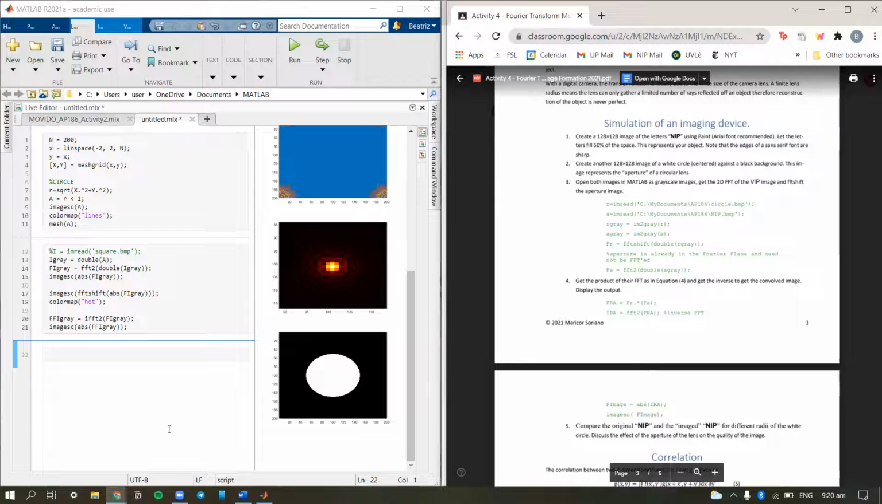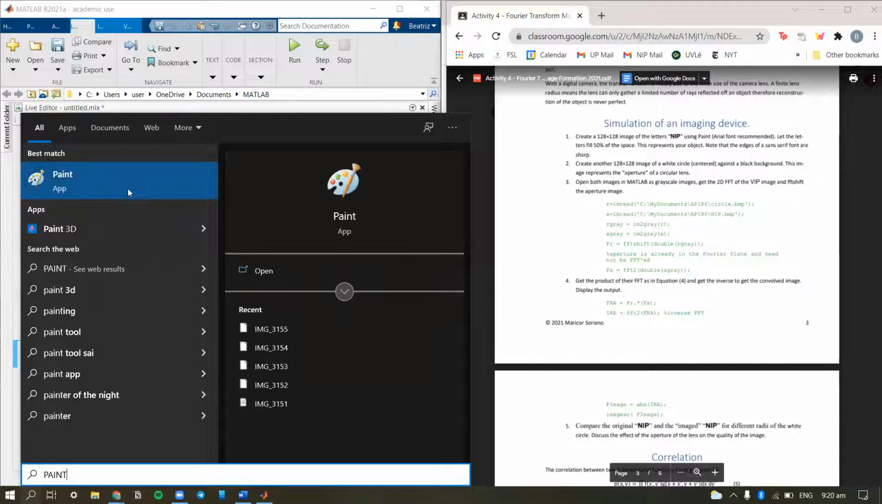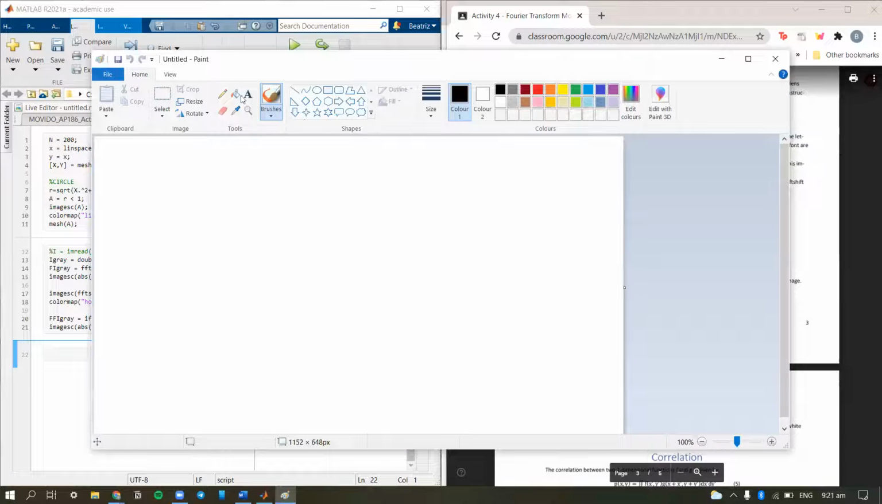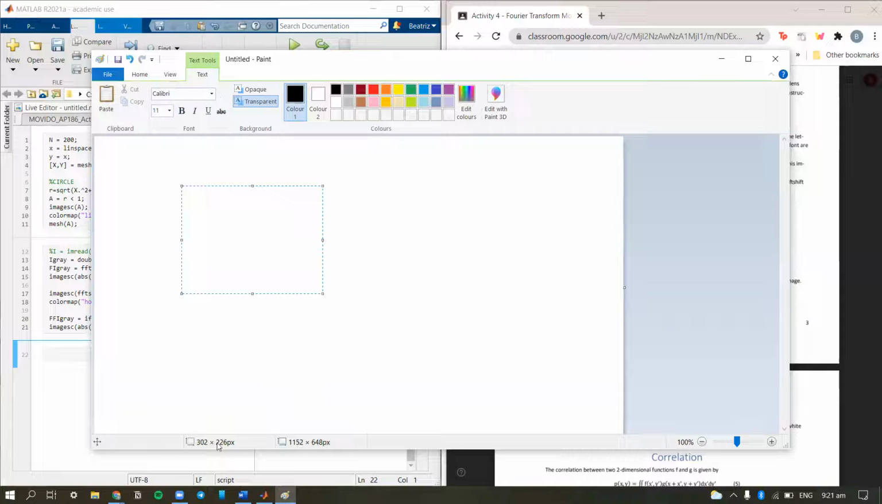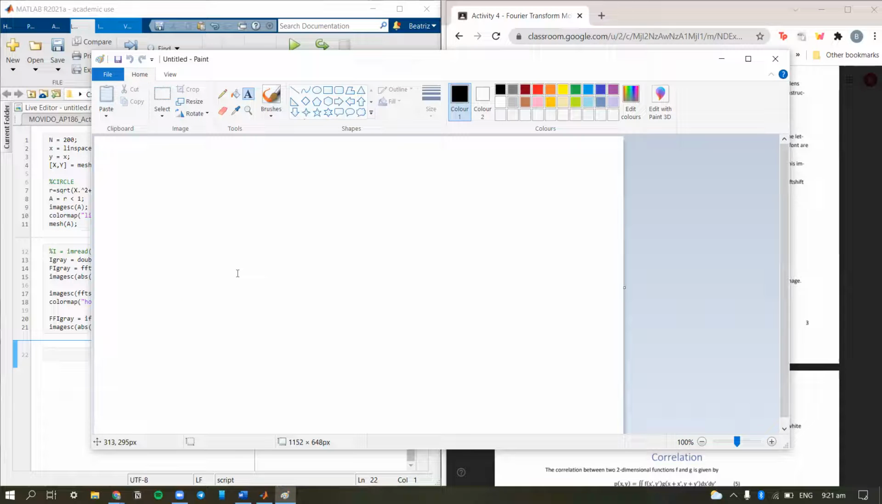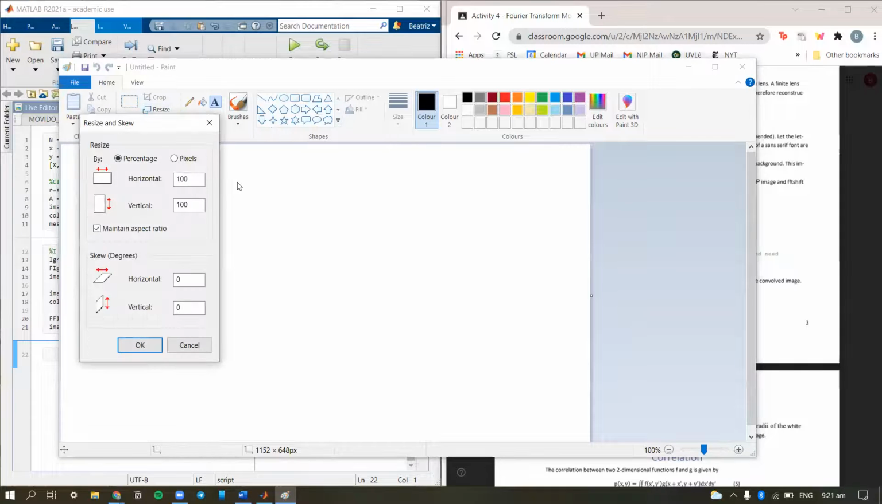Meron ka na bang NIP? The NIP can be made by bitmap. Paint. You can do that using Paint, no? Make sure that it is the same size as our, for example, what do you want to use? 200 by 200 or 400 by 400? Kunyari, it's this maybe one. 400, paano ba mag-resize dito? Let's make it 400 by 400, ano?